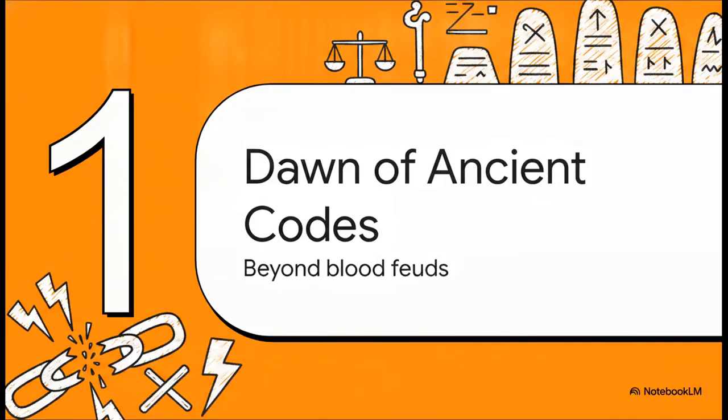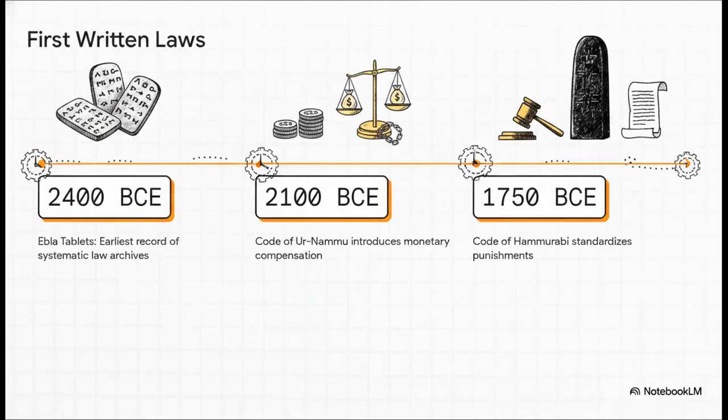Section 1. The dawn of ancient codes, moving beyond blood feuds. Okay, so before written laws, figuring out right and wrong was basically just about who was the strongest or who could exact the most revenge. But starting way back around 2400 BCE with the Ebla tablets in Syria, we see something completely unprecedented, the earliest written law archives. Then, around 2100 BCE, the Code of Ur-Nammu takes a huge leap by introducing monetary compensation instead of just purely physical punishment. And finally, by 1750 BCE, Babylon's Code of Hammurabi steps in to fully standardize criminal punishments across the board.